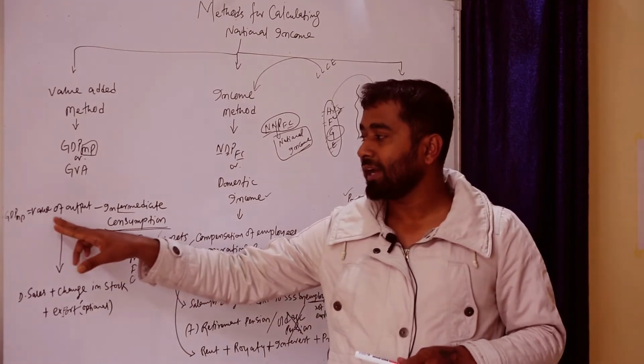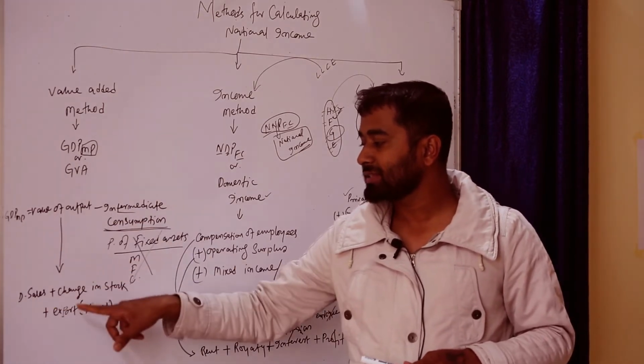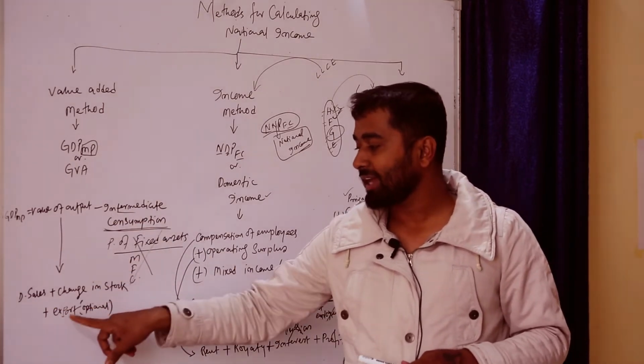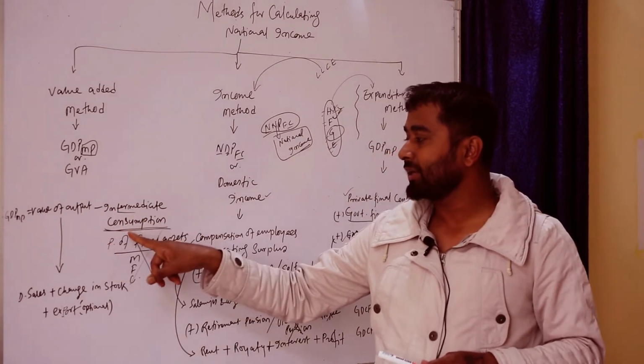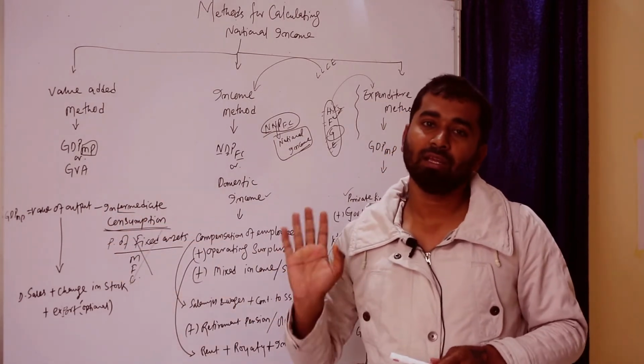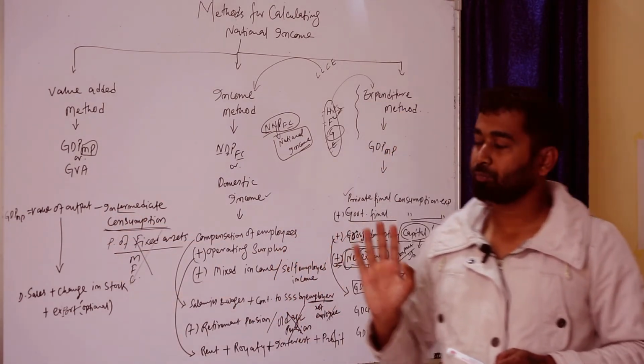Okay, so value of output minus intermediate consumption. If value of output is not directly given, we should consider domestic sales plus change in stock plus export minus intermediate consumption, the purchase of any goods and raw material.